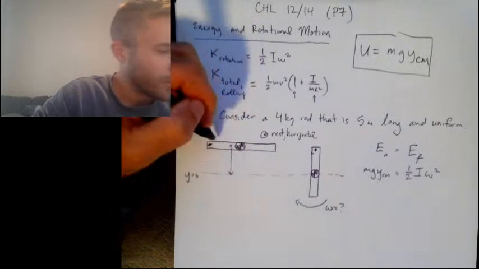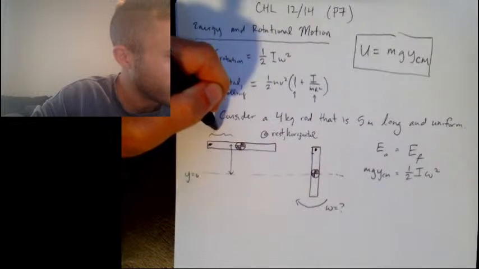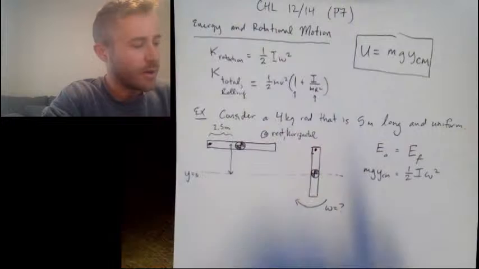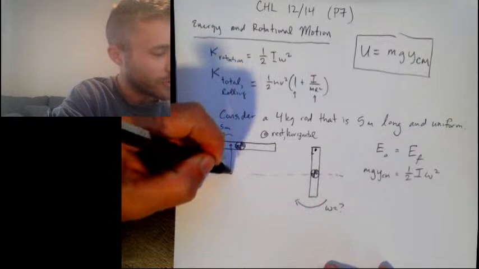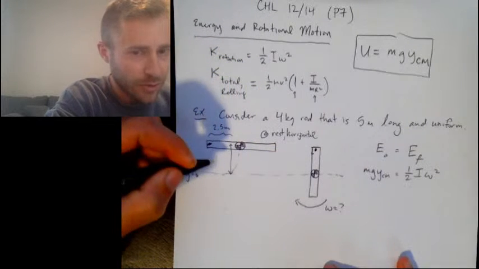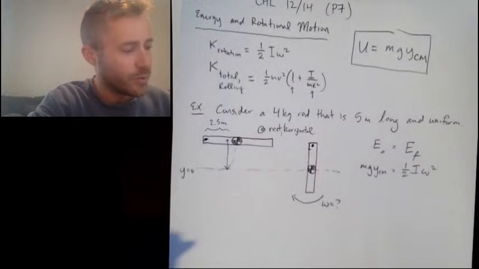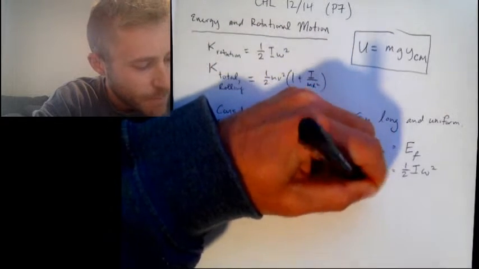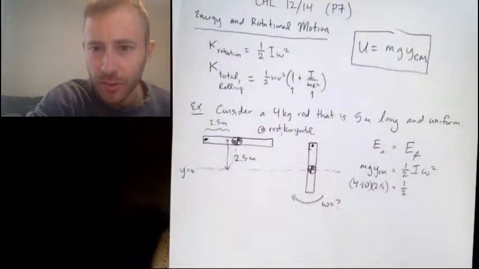If we think about this, because it's a 5 meter long rod, this distance right here is 2.5 meters. It's a uniform rod. So that 2.5 meters, it swings down. The center of mass is going to undergo this sort of quarter circle arc, and it's going to end up 2.5 meters below where it started. So when I do my mg y_cm, it's going to be 4 kilograms times 10 times 2.5, and that equals 1/2 I omega squared.